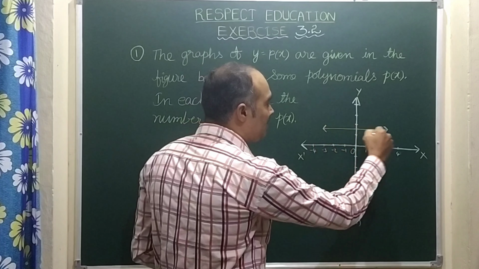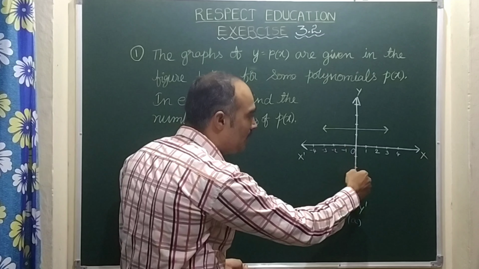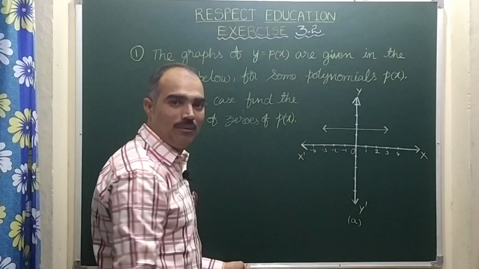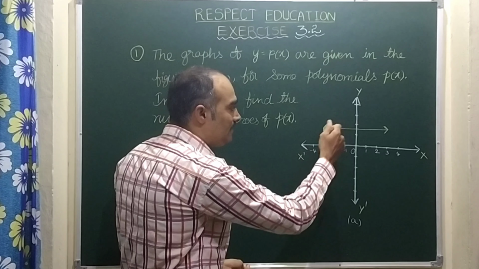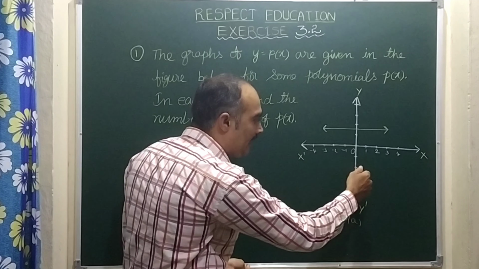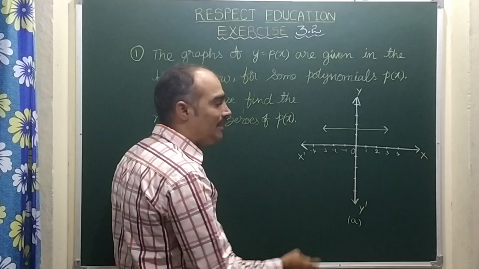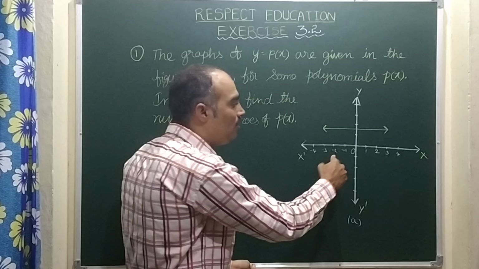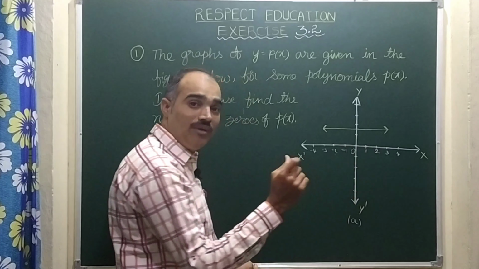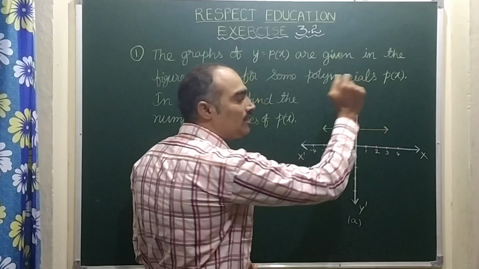If the given graph passes through minus 2, then we can say that minus 2 is a zero of the polynomial. For example, suppose the graph passes through minus 2, touches the axis, and then passes through plus 3. Then we can say minus 2 is a zero and 3 is another zero. So this polynomial has two zeros when the given graph intersects the x-axis at two distinct points.